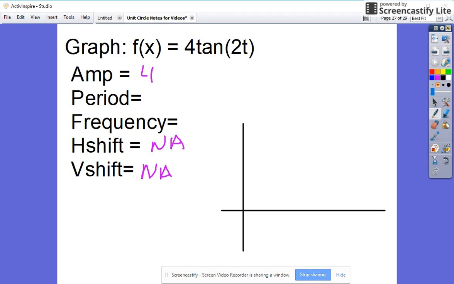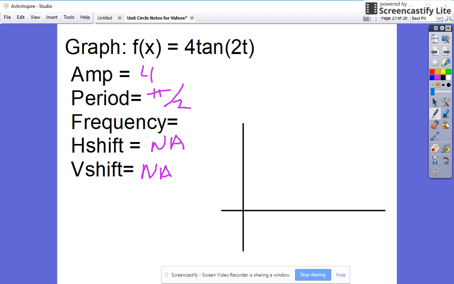Amplitude would be 4. And what you're going to see here in a second is the amplitude of a tangent doesn't really have a whole lot of bearing upon what the curve really looks like. It changes some of the details, but for the most part, it's going to be the same curve. And then the period here would be pi over 2. Right? Now, what I need you to do before we draw this first curve is remind yourself of what values for tangent are undefined.